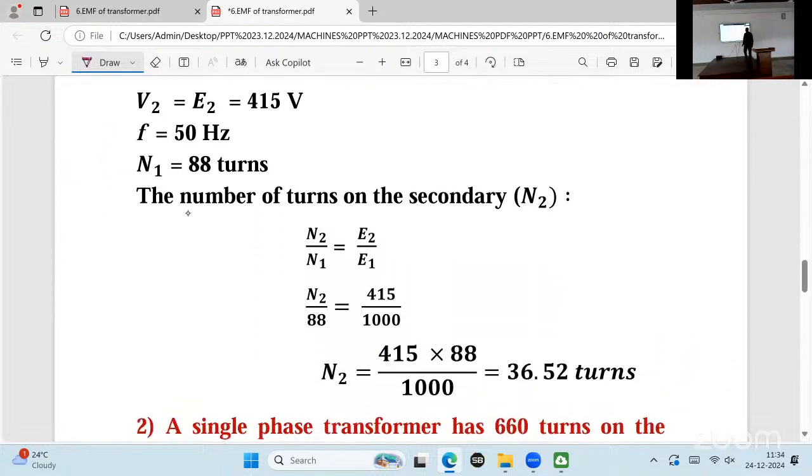N2 generators required. How many turns are required to get 415 volts? 36.52 required. The number of turns should be such that we get 415 volts on the secondary.